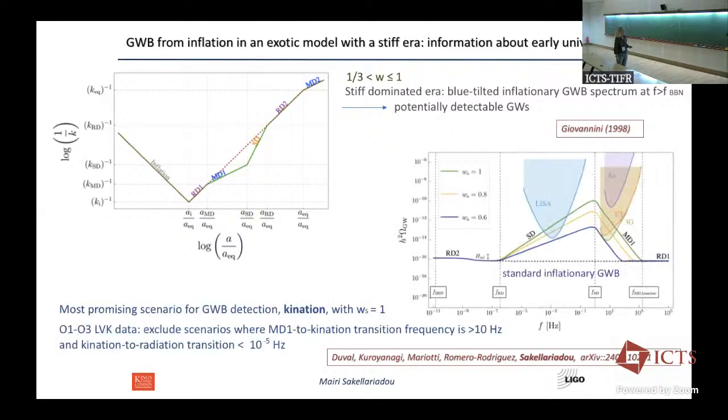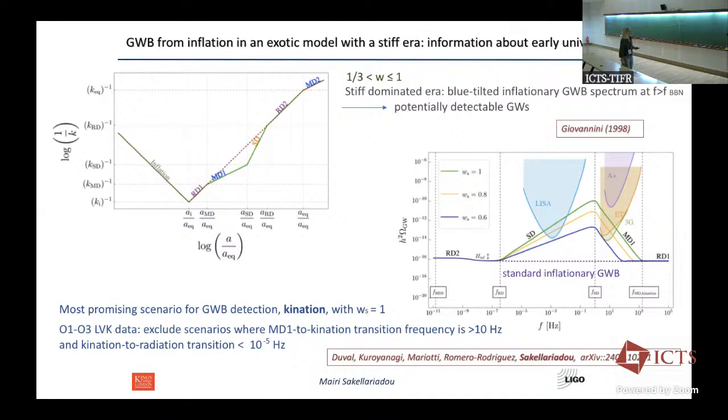Then we can see which gravitational wave spectrum we could have in case this kind of exotic era existed. And what we find is that the stronger results come from what is called kination. That means that the equation of state is equal to 1. And you can see from here that inflation could be this dotted line, and now if I have the stiff equation of state, this is the kind of spectrum which we are going to get.